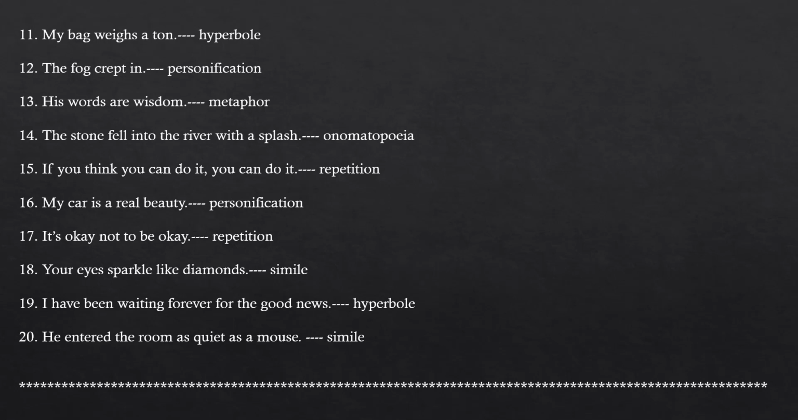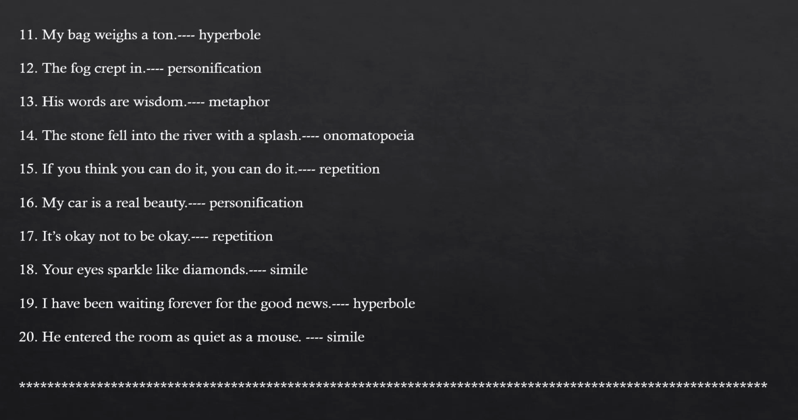The 19th sentence, I have been waiting forever for the good news. Now, this is an example of hyperbole because somebody is saying that the person has been waiting too long to receive good news. To exaggerate the point that the person has been waiting too long, the word forever has been used. So, this is an example of hyperbole.